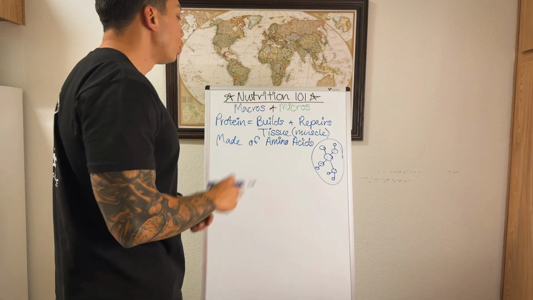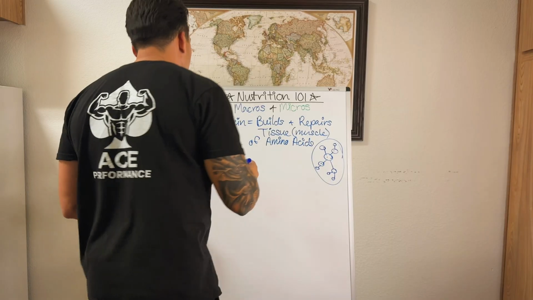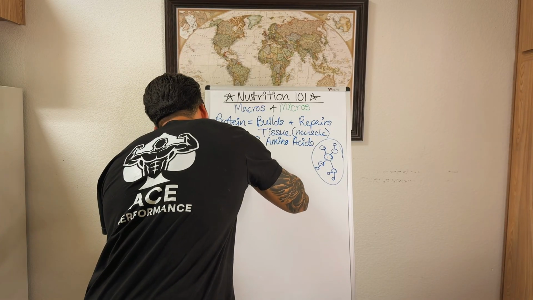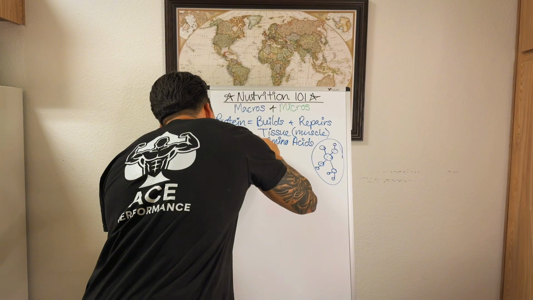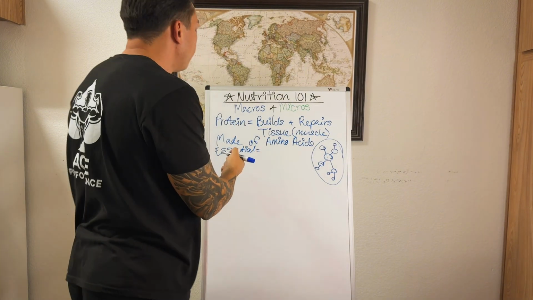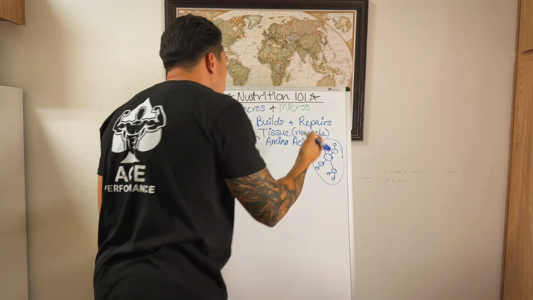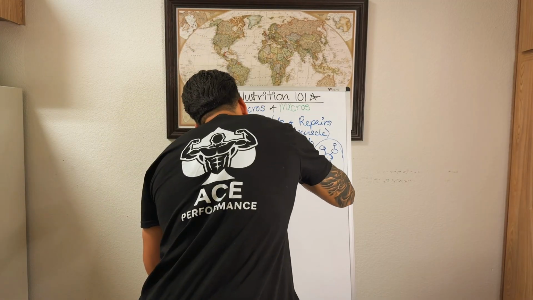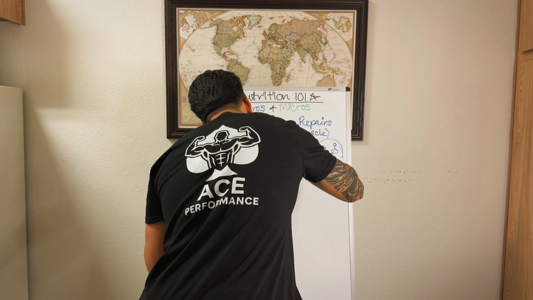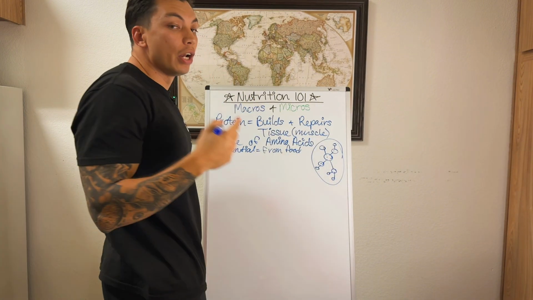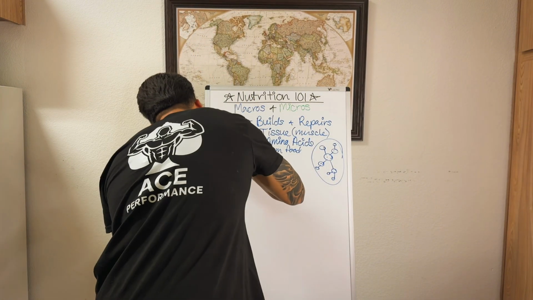Now there are two different types of amino acids. You have amino acids that are essential, so I'm just gonna write down essential here. And I like to say that it is essential that you get them from food, okay? So essential amino acids are, I'm gonna write down, from food. That is the only way that you can get them. And then you have non-essential amino acids.